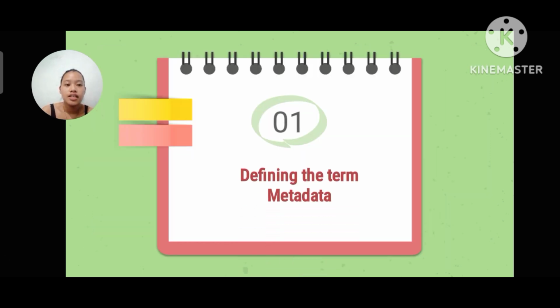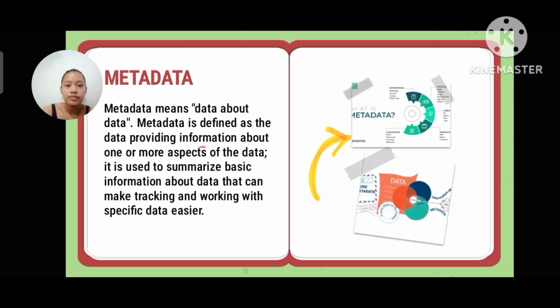First, let's discuss defining the term metadata. Metadata means data about data. Metadata is defined as the data providing information about one or more aspects of data. It is used to summarize basic information about data that can make tracking and working with specific data easier.